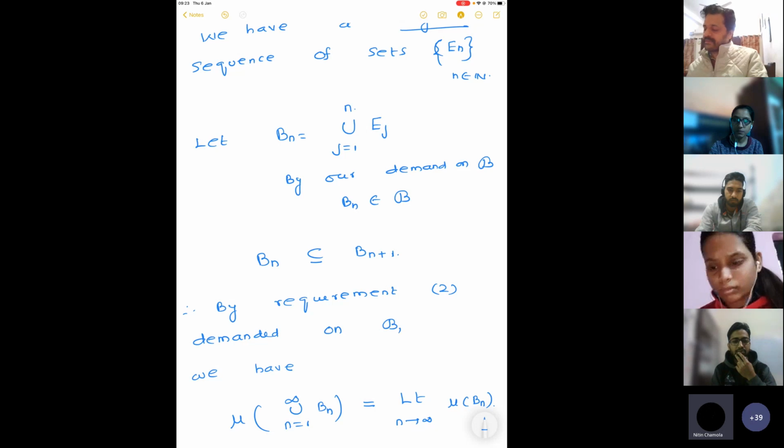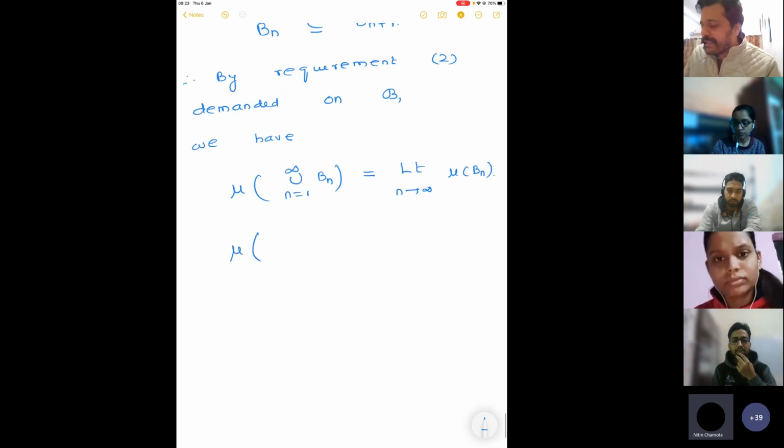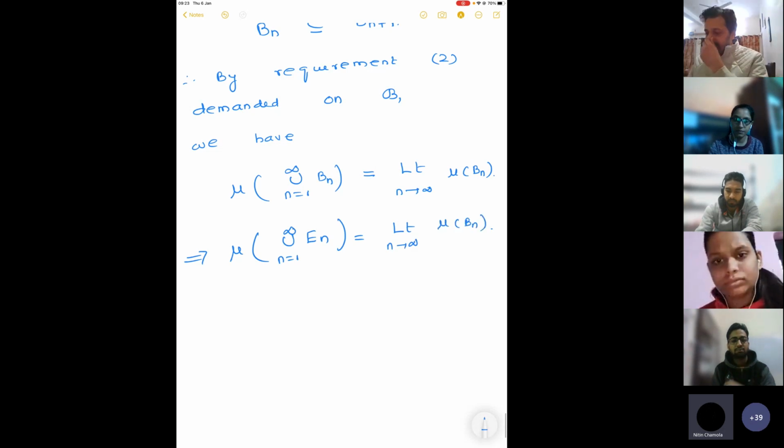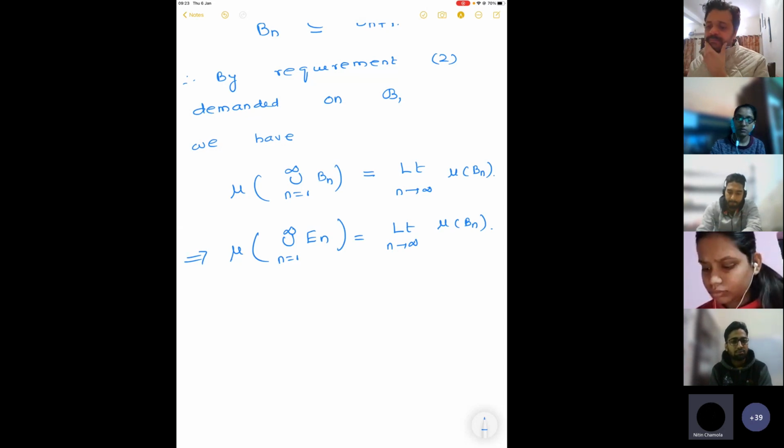So that's quite obvious, right? That implies mu of union En, n equal to 1 to infinity, is equal to limit n tending to infinity mu of Bn. This much we have. So with requirement 2, we have this.